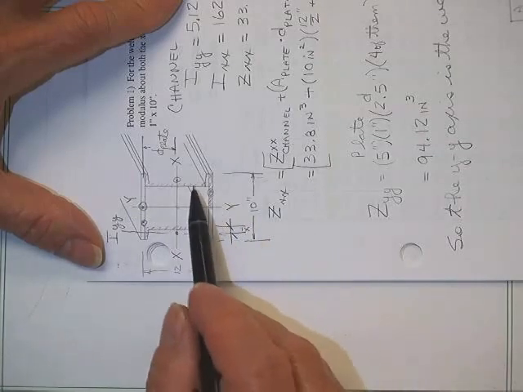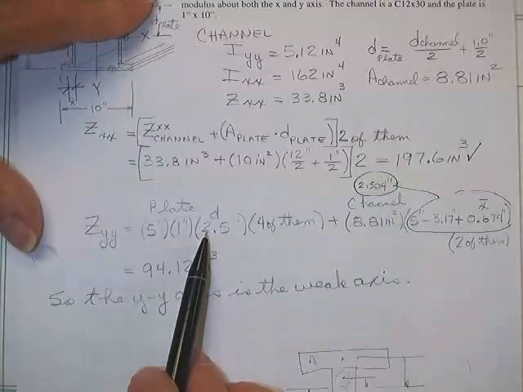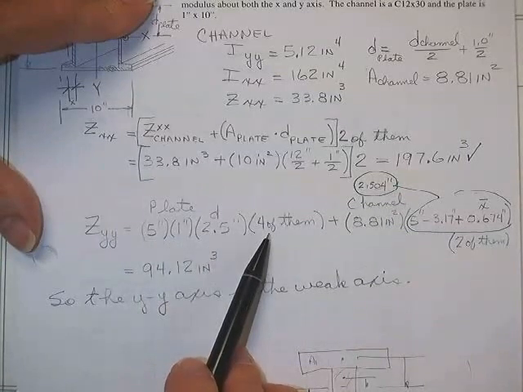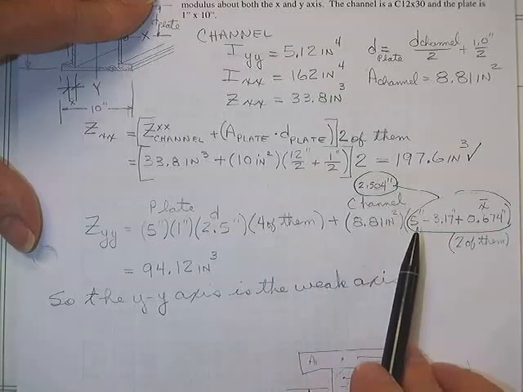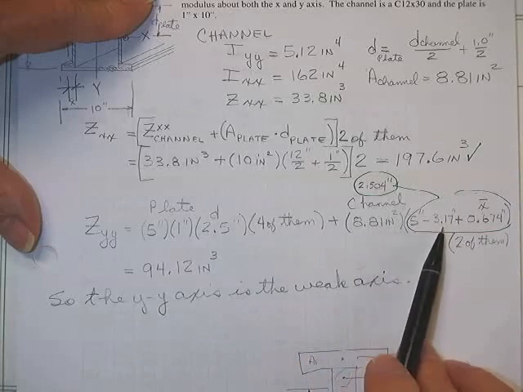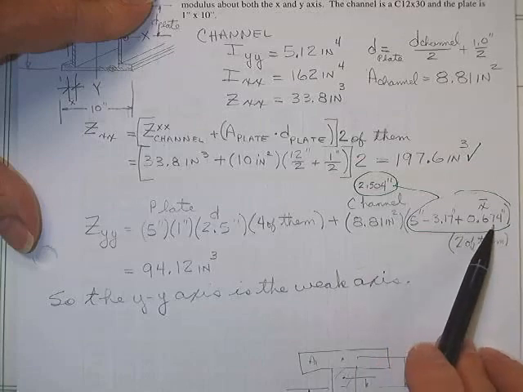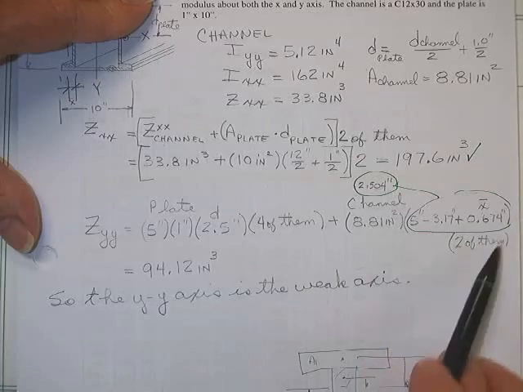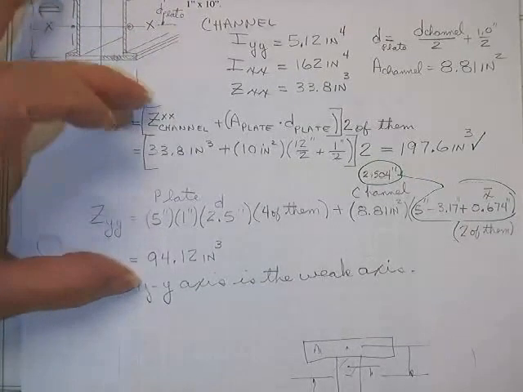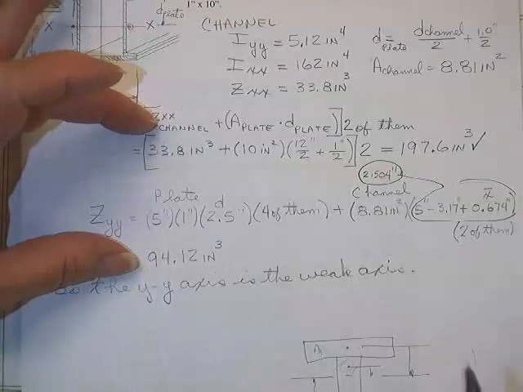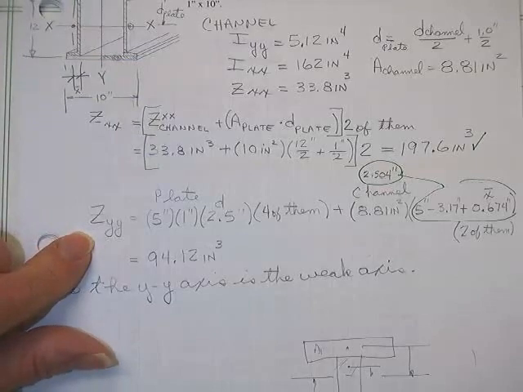So you had 4 of these plates and 2 of these channels. So I had a 5 by 1 times 2.5 plate. There's 4 of them in the section. Then I had an 8.81 square inch channel. One of them was 5 minus the B sub F, plus, he came a little too far back, he had to go back out, X bar. And then there were 2 of them. That gave you 94. I told you, of course, which the weak axis was. It's off by a factor of 2 or 3. So the YY axis is the weak axis.